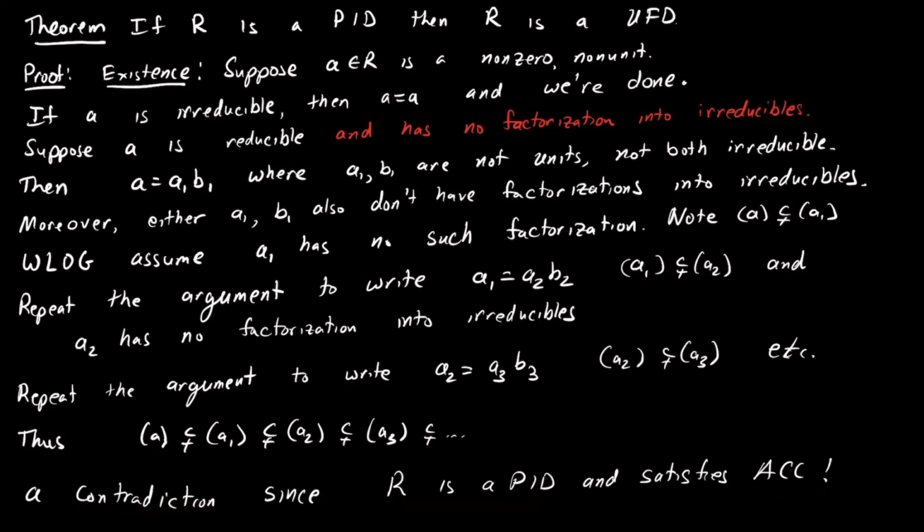Right? So we reach our contradiction here. We contradict the fact that PIDs satisfy the ascending chain condition. Therefore, every non-unit, non-zero element of R has a factorization into irreducibles. So now we'll clean this up and do the uniqueness portion of the proof.